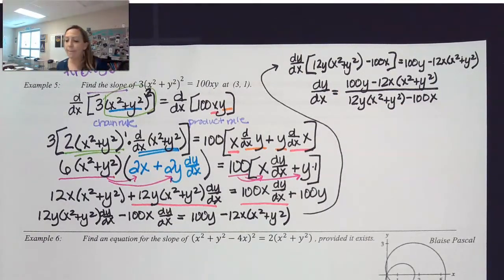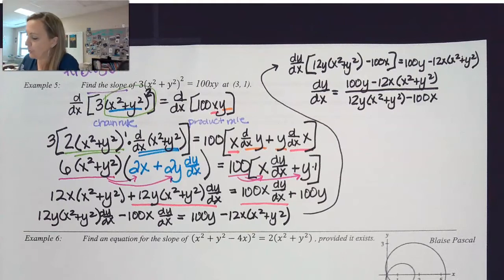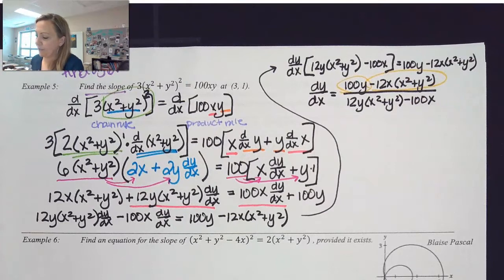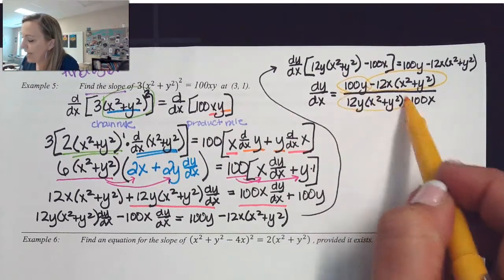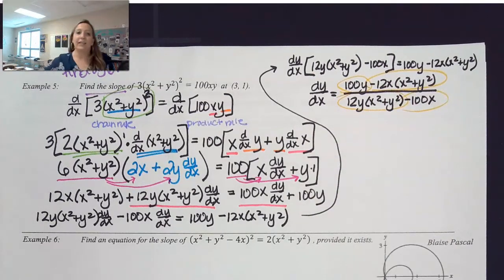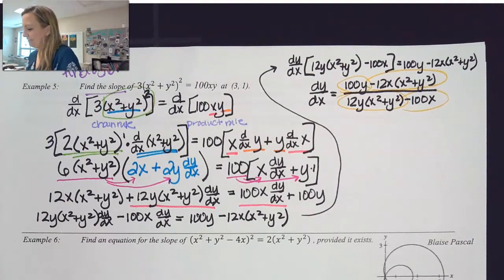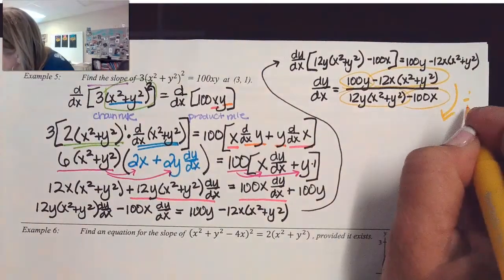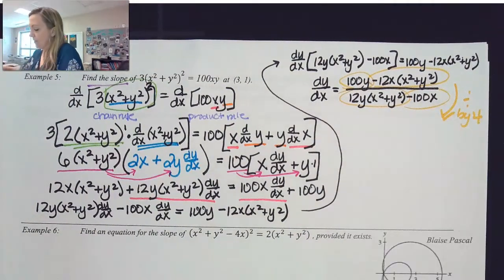All right. Before I happy cloud my answer, I looked. You guys see that there are 4 terms that are involved in this expression. The 100y, the negative 12x times the quantity x squared plus y squared, the 12y times the quantity x squared plus y squared, and the negative 100x. If they have any common factors, technically we should reduce. So do you see that we can divide by 4 here? We can divide by 4.